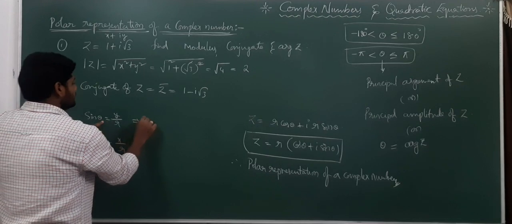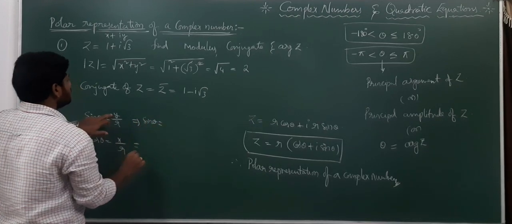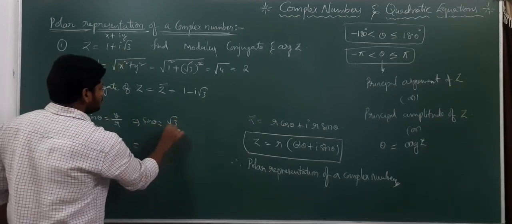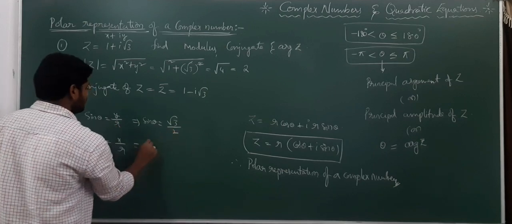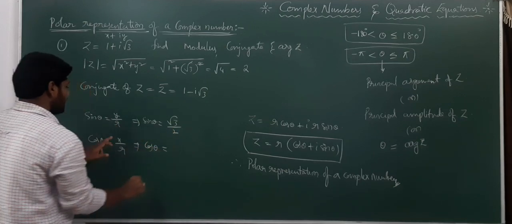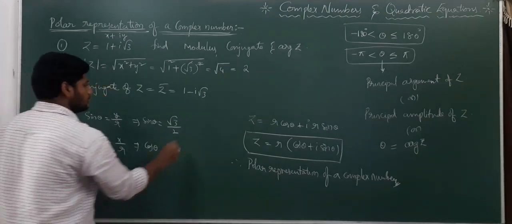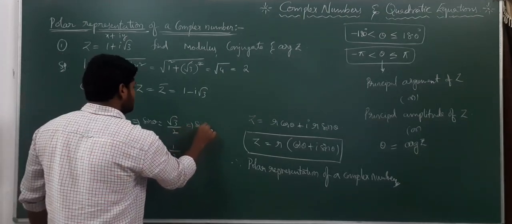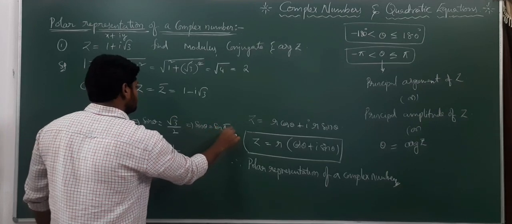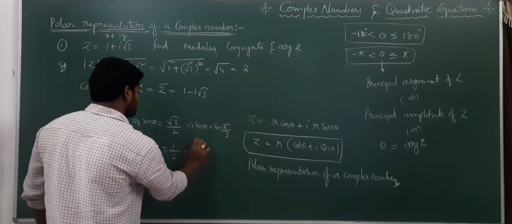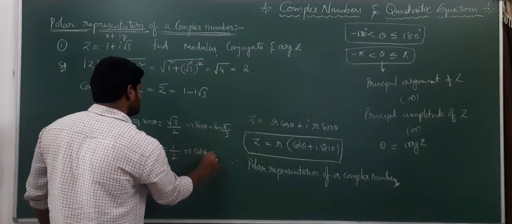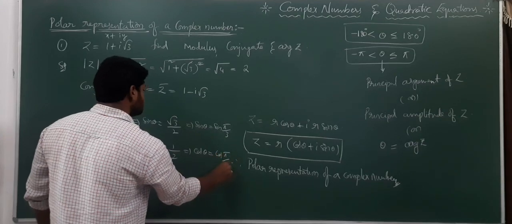Sin theta is equal to y by r. What is the y value here? Root 3, and the r value is 2. Cos theta is equal to x by r. The x value is 1, the r value is 2. So that means sin theta is equal to sin pi by 3, nothing but sin 60. Here cos theta is equal to cos pi by 3, cos 60.